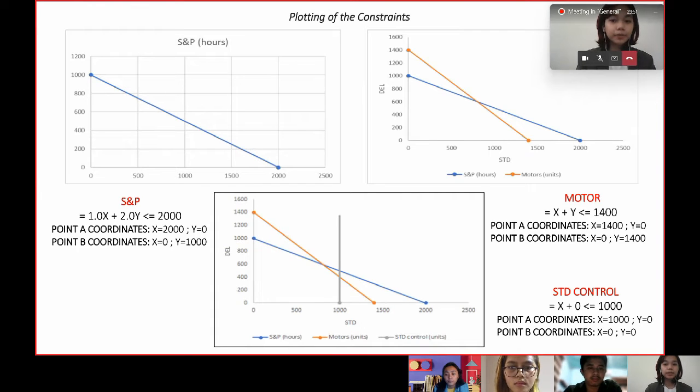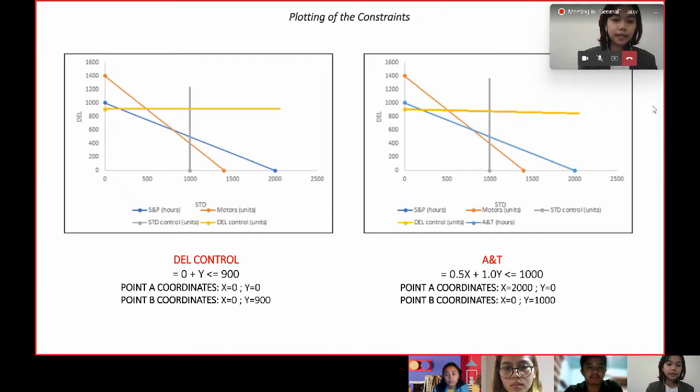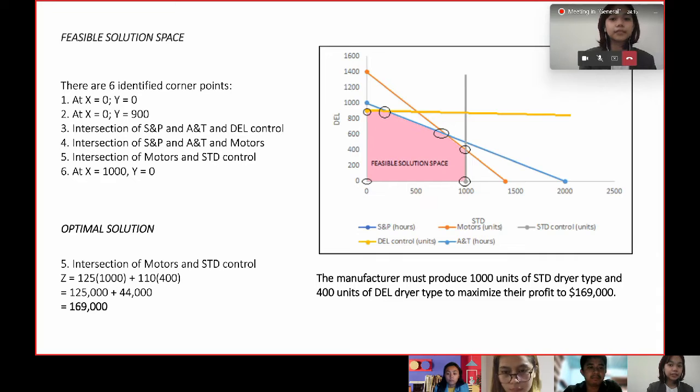For the second step, we would need to plot each of the constraints in a graphical format. Here are the graphs from the coordinates and the constraints. The first graph we have is for S and P, the second is for motor, and the third is for STD control. Next one is for our DEL control, and the last one is our A and P graph. So the final graph will look like this, given that all the constraints are plotted in it.